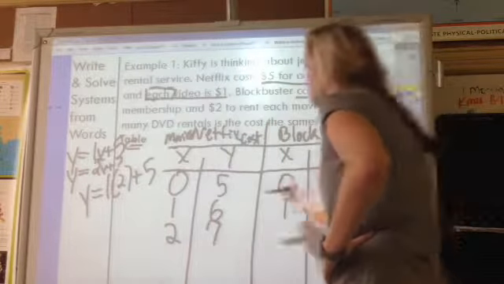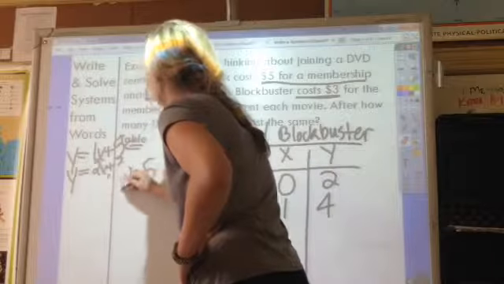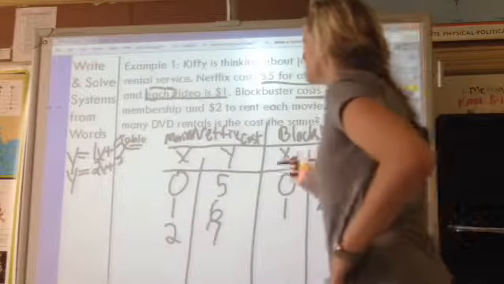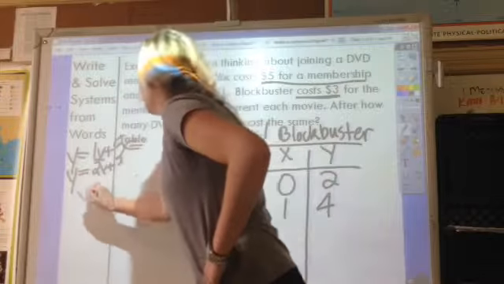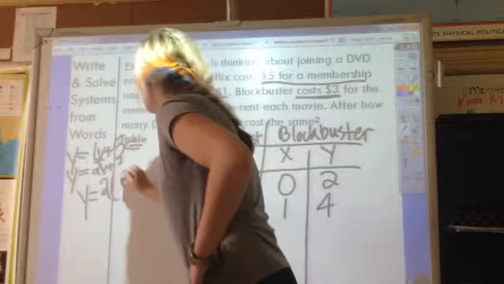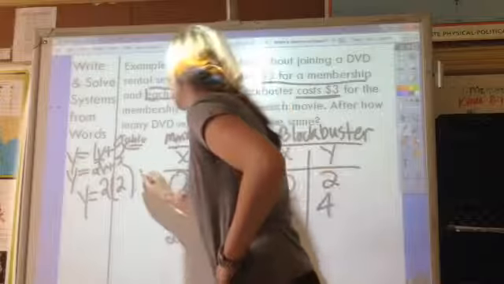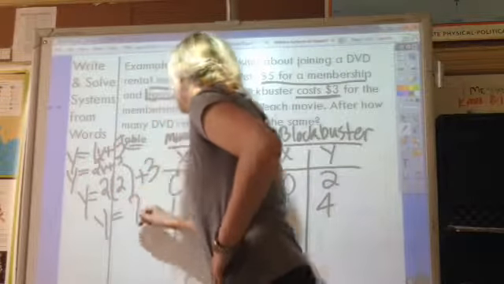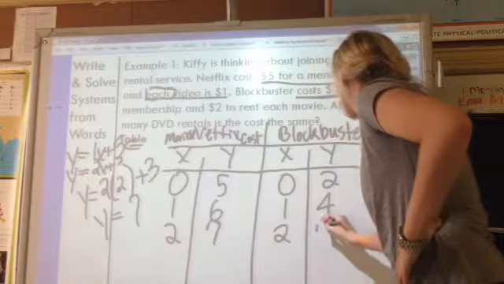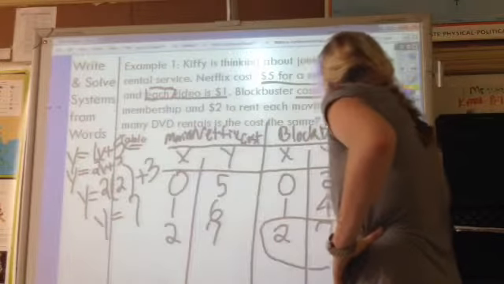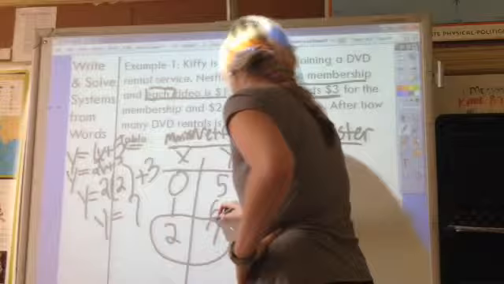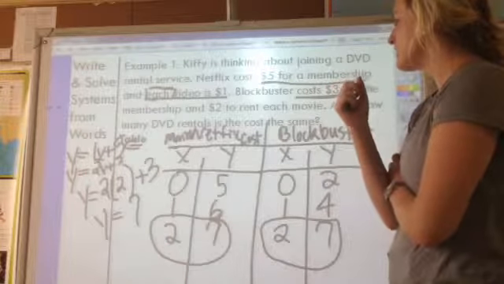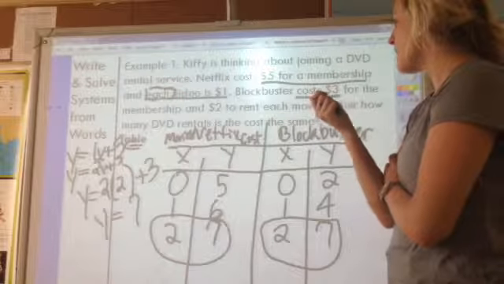Again, I have to plug 2 in for my second equation as well, which will leave me with y equals 2 times 2 plus 3. 2 times 2 is 4, so y equals 7. So this is the point on the graph where the two lines will meet, which means after renting 2 movies, my cost will be the same.